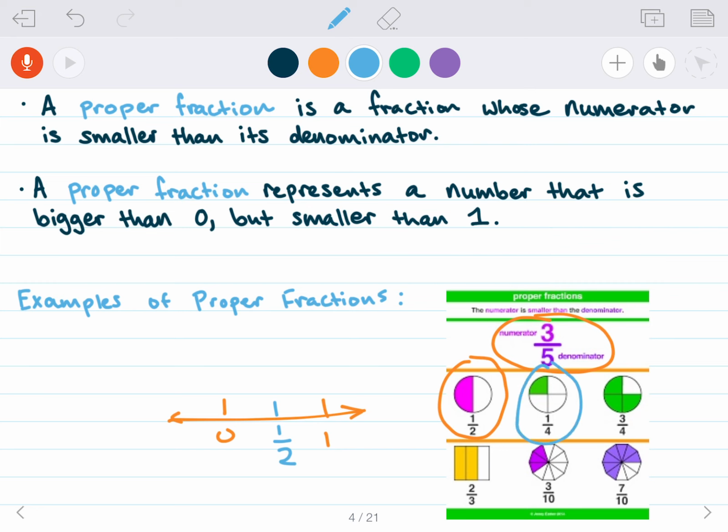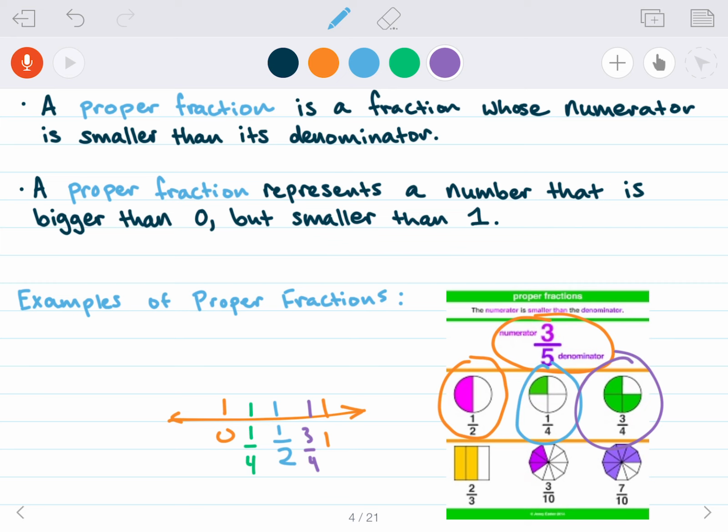1/4, so 1 out of 4 pieces is shaded. Now 1/4 is going to be between 0 and 1/2. So if we were to plot 1/4 on a number line, it would be right there. 3/4 is going to be 3 shaded parts out of 4 total parts, and that is going to be bigger than 1/2 but less than 1. So 3/4 is actually right here.